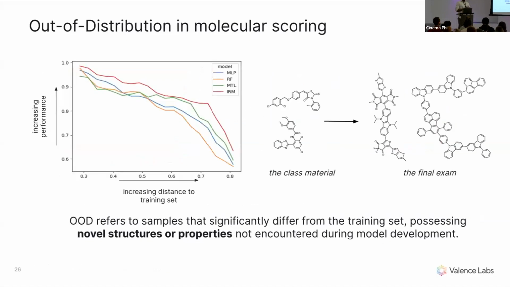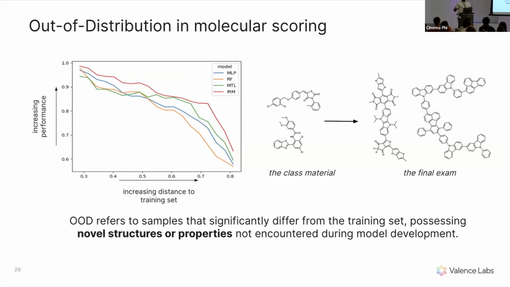Same for the concept of out-of-distribution in molecular modeling. What we see is that usually when you are testing your model on a set of compounds that are a bit further away from your training set, you will see a decrease in performance. And that's usually because what you are testing it on is not really what you have trained the model on. So the model will struggle to have good performance in that new distribution.